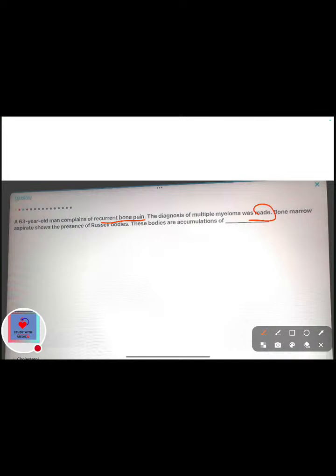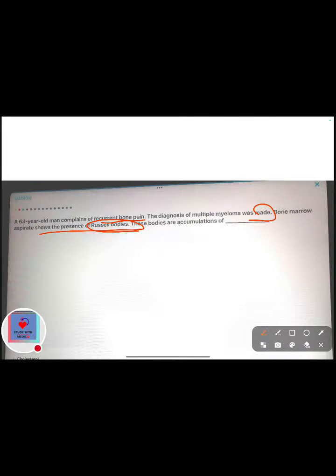Coming to the next question. There's a 63-year-old man who complains of recurrent bone pain, and the diagnosis of multiple myeloma was made. Bone marrow aspirate shows the presence of Russell bodies. These bodies are accumulation of what?